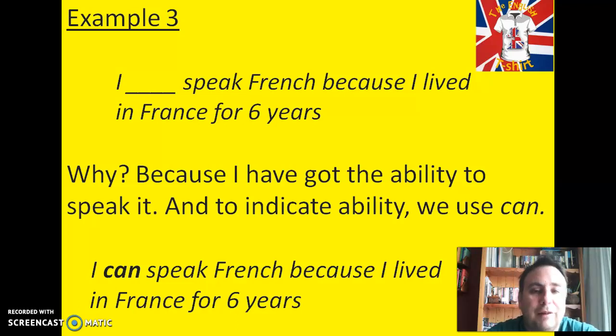And in the last example, I speak French because I lived in France for 6 years. Yo hablar francés porque yo viví en Francia durante 6 años. Why? Because I have got the ability to speak it. And to indicate ability, we use can. I can speak French because I lived in France for 6 years. Puedo o sé hablar francés porque viví en Francia durante 6 años.